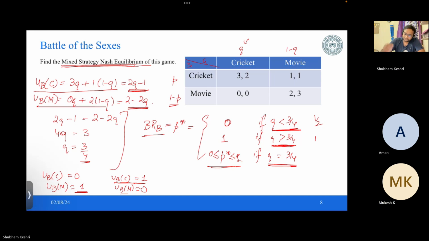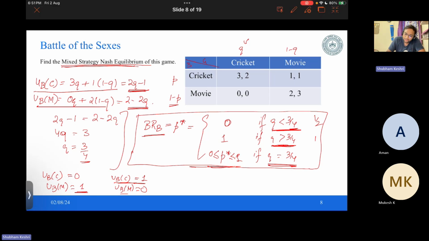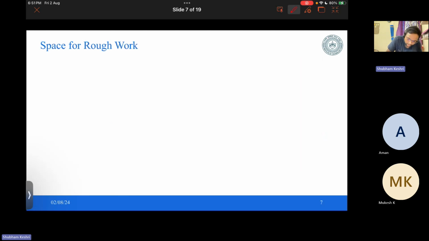Yeah. So this is the best response table for the boy. Similarly, we can obtain a best response table for the girl. All right. Before going to that, we can just draw a diagram. All right. And I'll use this diagram. So I'll just draw this diagram over here.